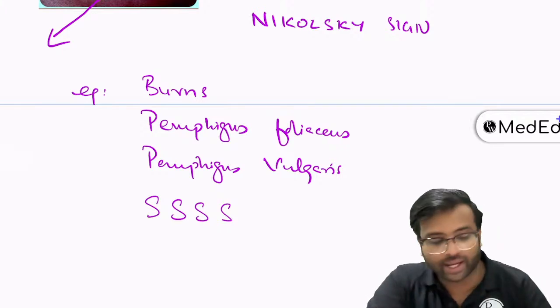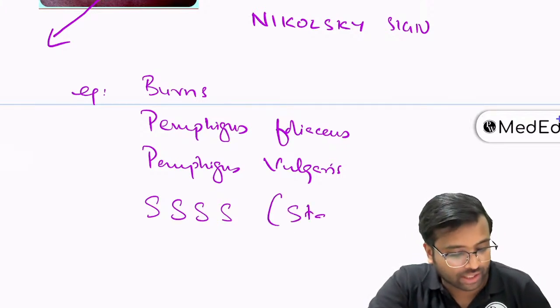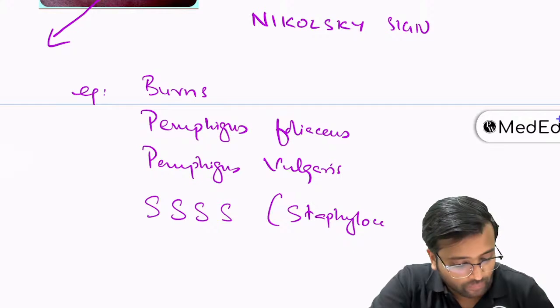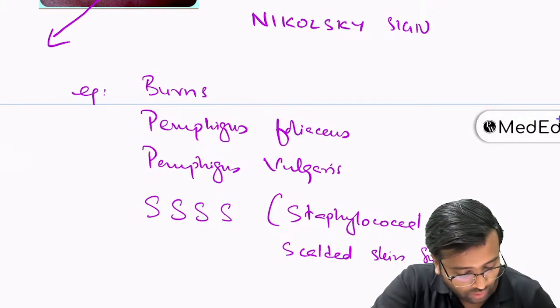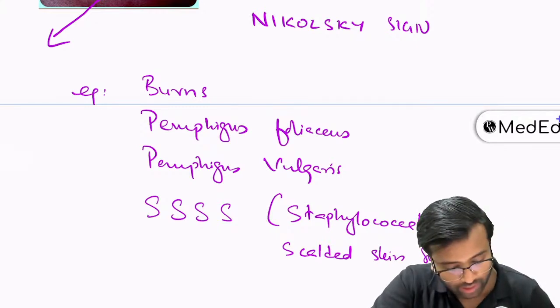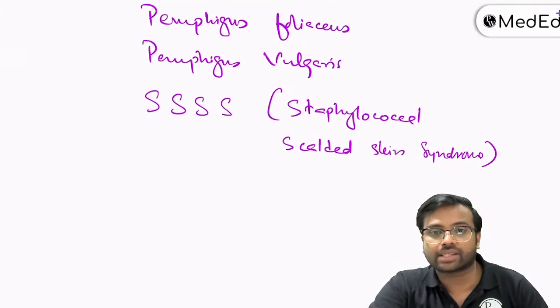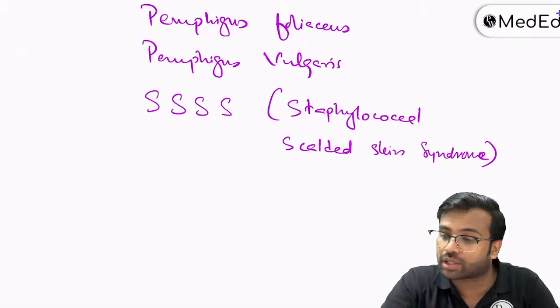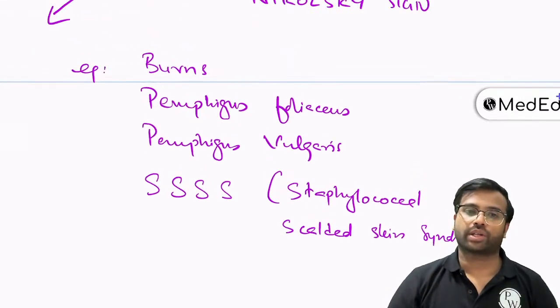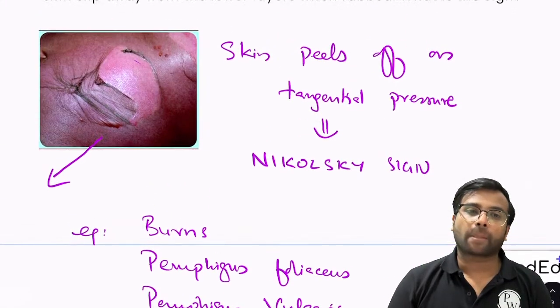Now what is 4S? 4S means staphylococcal scalded skin syndrome. So this is another disease where you can find this Nikolsky sign positive. So please remember all those things.